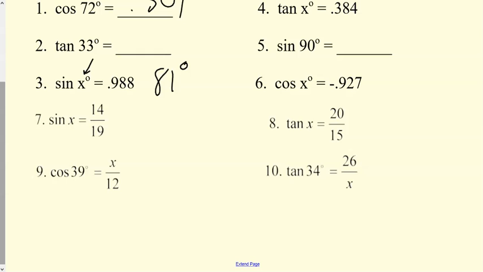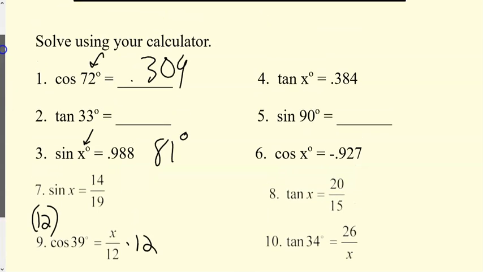Cosine 39 equals x over 12. If you cover that up, don't do this, but if you cover that up and you just had a regular problem like in algebra, 39 equals x over 12, what would you do? Well, x is being divided by 12, so you would multiply by 12. Guess what? You do the same thing here. Okay? Cosine 39 is just a number.